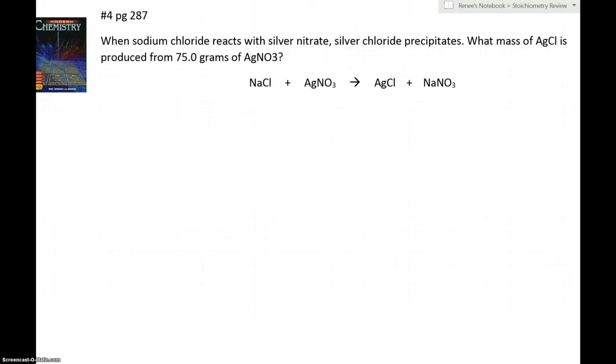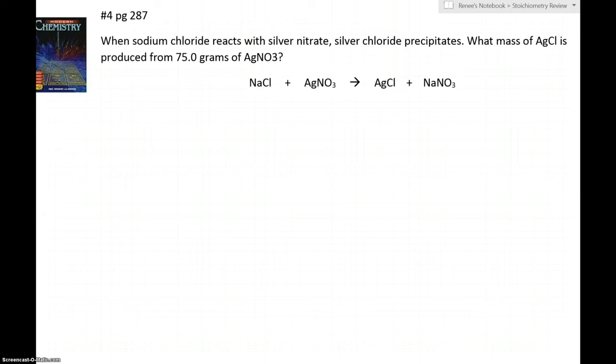I am pulling this problem from Modern Chemistry, the book you see in the top left-hand corner, number 4 on page 287. The problem reads, when sodium chloride reacts with silver nitrate, silver chloride precipitates. What mass of silver chloride is produced from 75.0 grams of silver nitrate?